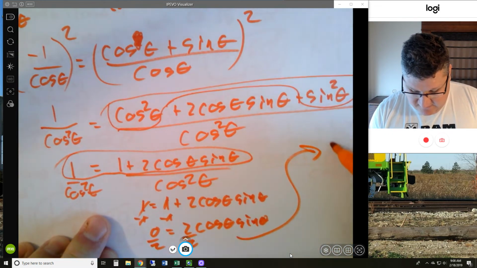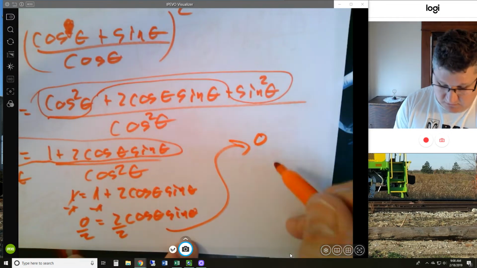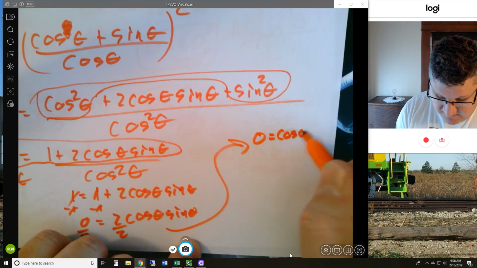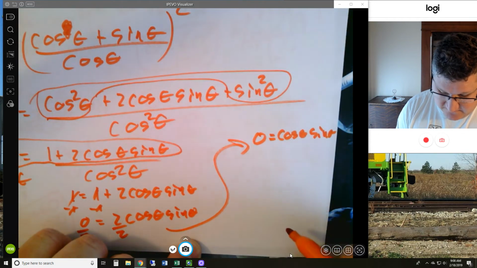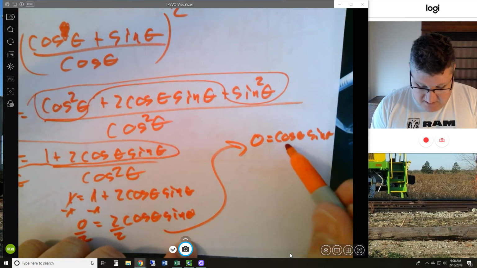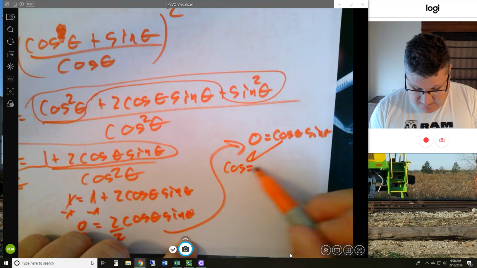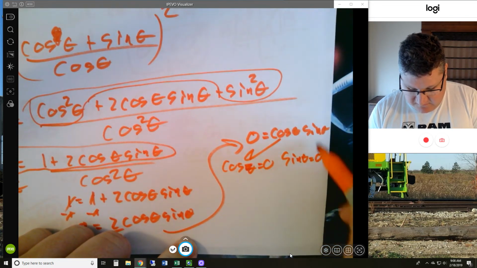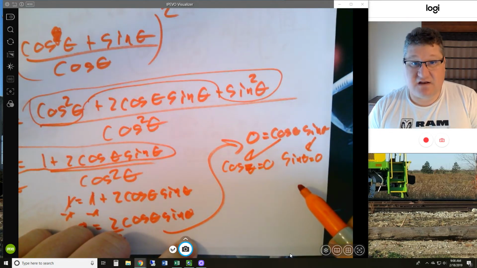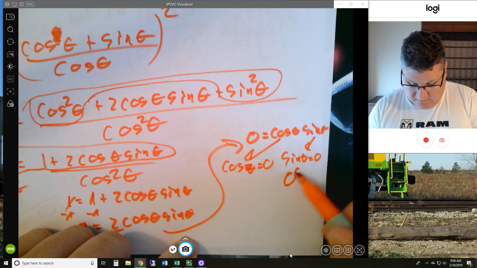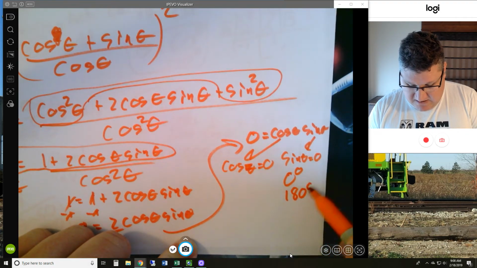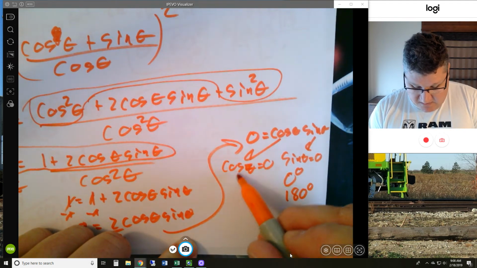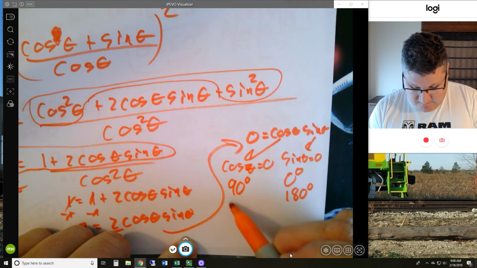And now, at this point, I have 0 equals cosine theta sine theta. So, at this point, I break them up. Cosine theta equals 0, sine theta equals 0. Now, where does sine theta equal 0? Sine theta equals 0 at 0 degrees and at 180 degrees. Cosine theta equals 0 at 90 and 270.